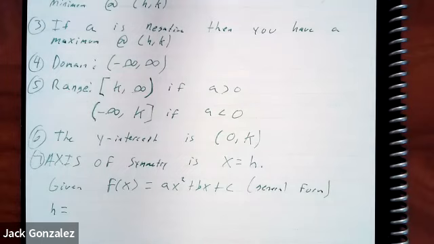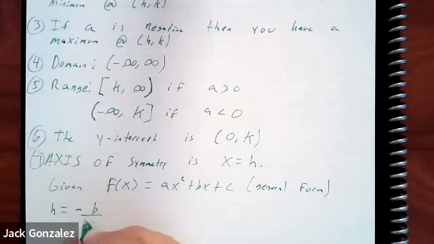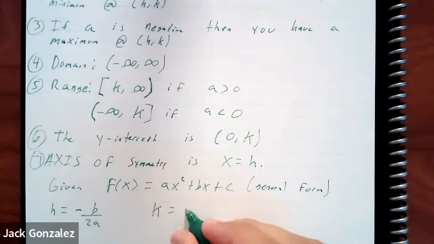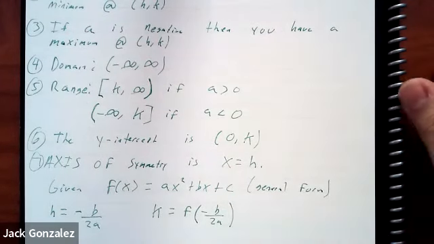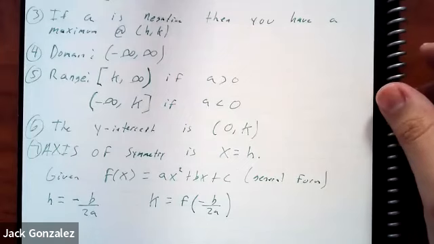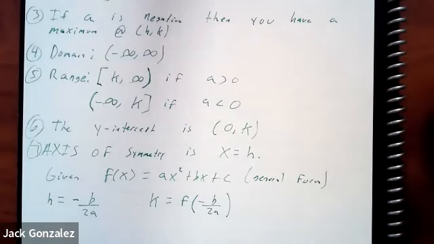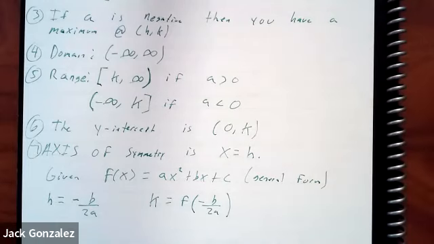So h will equal negative b over 2a. k will equal the function at negative b over 2a. This is the easiest way to get your vertex, because the other way is much harder. Completing the square is a little more difficult. But I'm gonna show you how to do it anyway in case they ask you to complete the square. But if they don't ask, use this. We'll do the next example in just a moment.